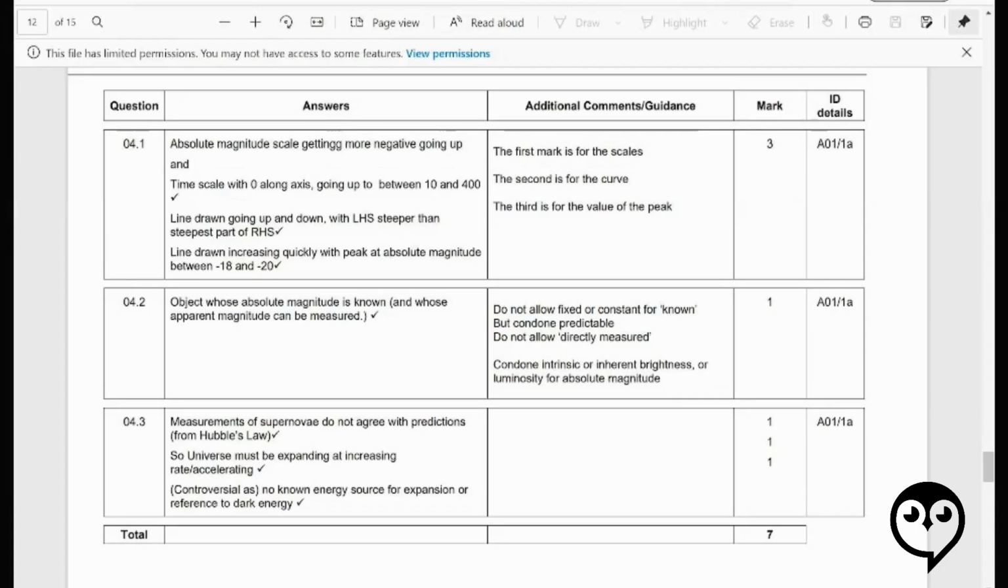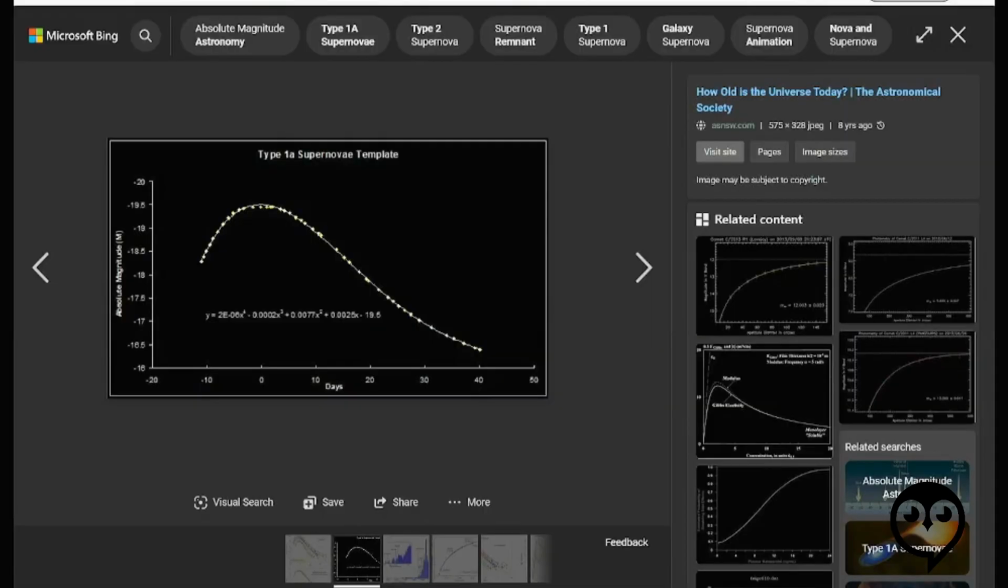Okay, so they say absolute magnitude scale is getting more negative going up, and the time scale with 0 along the axis going up between 10 and 400. Line drawn going up and down, with the left hand steeper than the steepest part of the right hand. So what they're talking about here is you can see that the gradient here is steeper and it's more stretched out on the right side. It's a little more shallow.